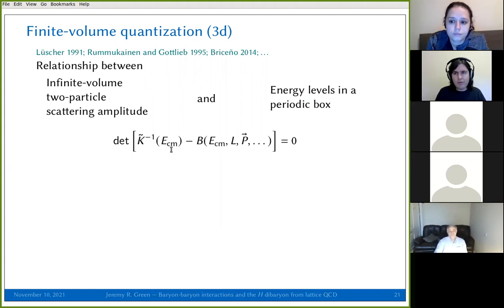And because you have reduced symmetry in a cubic box, this can also induce couplings between, for instance, S wave and D wave if you're in a moving frame. So the total angular momentum is no longer a good quantum number in the finite box.